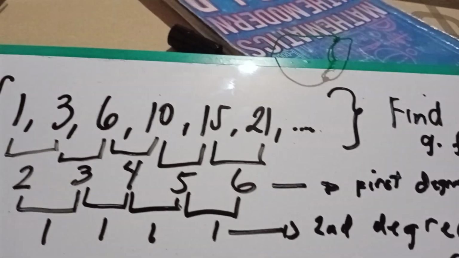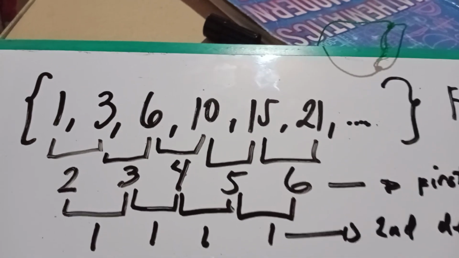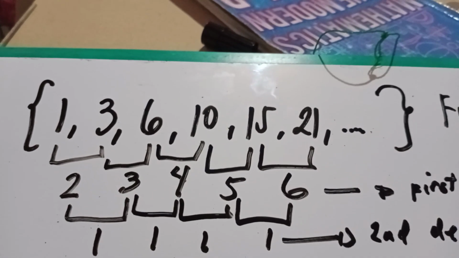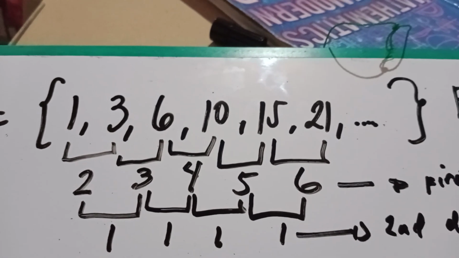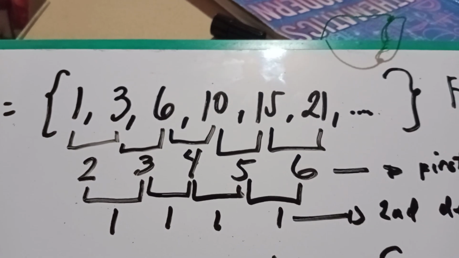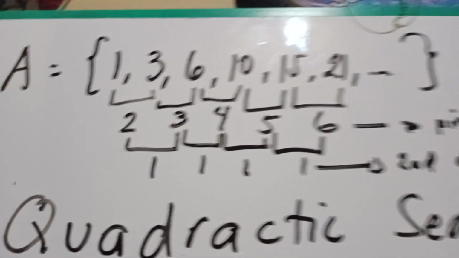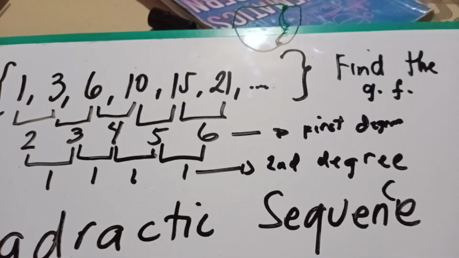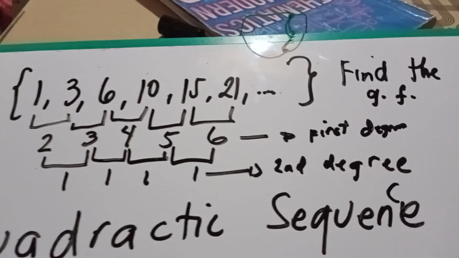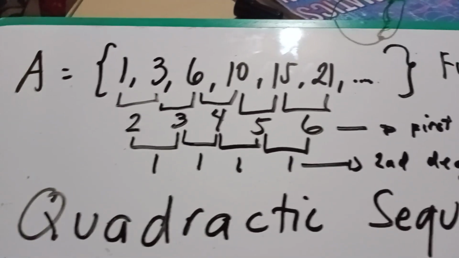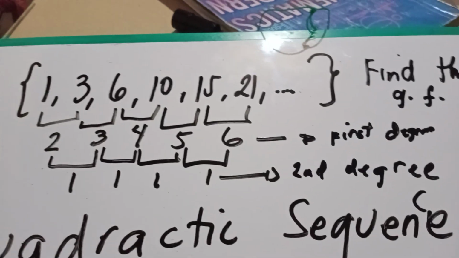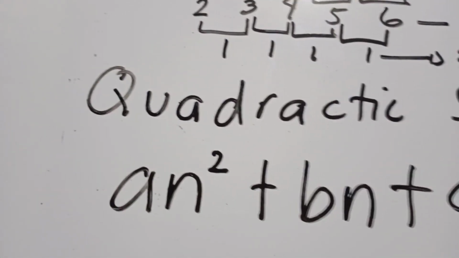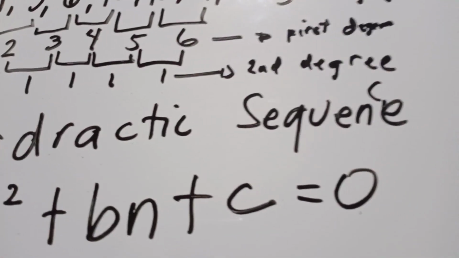So it is in the second degree. Class, when you find the common difference in the second degree, it is not an arithmetic sequence anymore. It is what we call a quadratic sequence. To get the general formula of a quadratic sequence, we use the quadratic formula, an squared plus bn plus c.